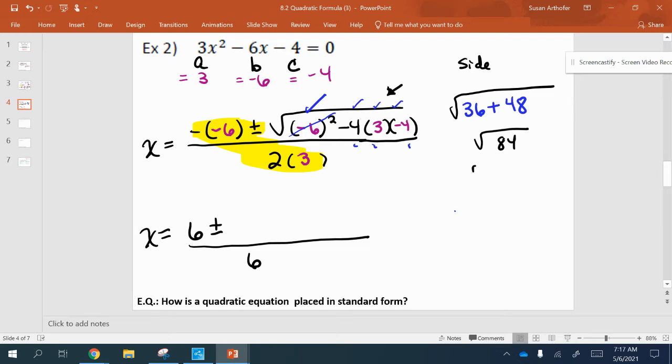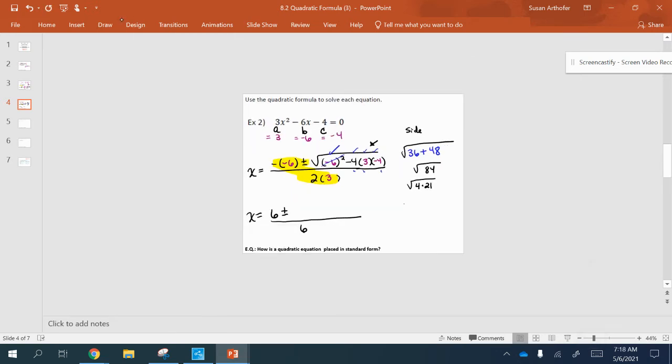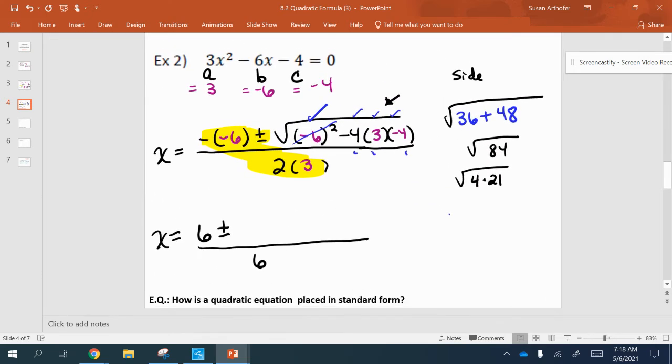Now we have to reduce the square root. We have to do who's out and who's in. So let's see. I know 4 goes in there. So 84 can be broken up into 4 times 21. And there's no other good number in 21 because that's just 3 and 7, right? So who's out and who's in? So out is 2, in is 21. So we're going to put that right here. 2 rad 21.